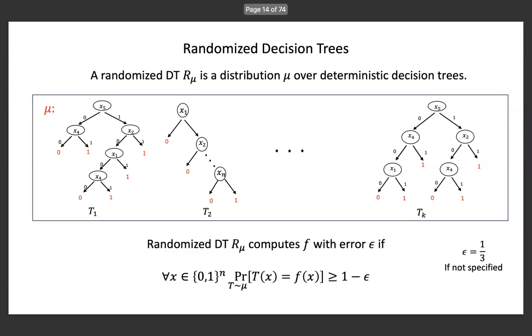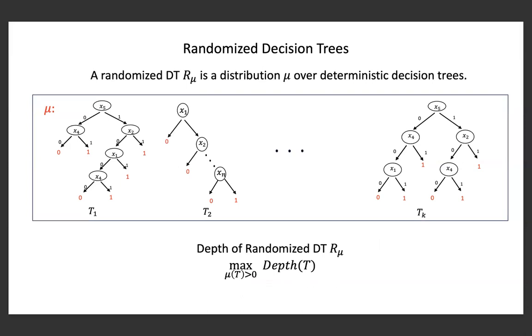Okay. And we say that the randomized decision tree computes f with error epsilon if for every input x, the probability of the randomized decision tree outputting the correct answer is at least 1 minus epsilon. Okay. So epsilon here is the error parameter, and we'll assume it to be 1/3 whenever it is not specified. The depth of a randomized decision tree is the maximum depth among all decision trees in its support. And similarly, the size of a randomized decision tree is the maximum size among all decision trees in its support.